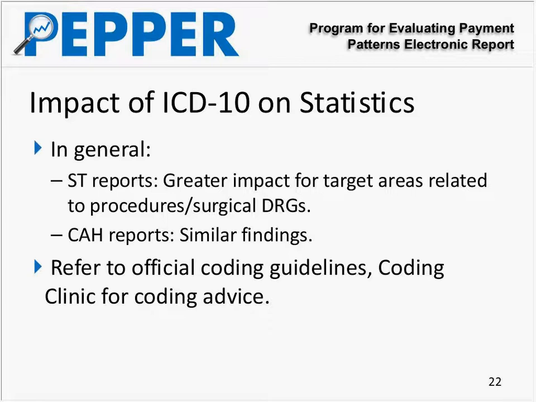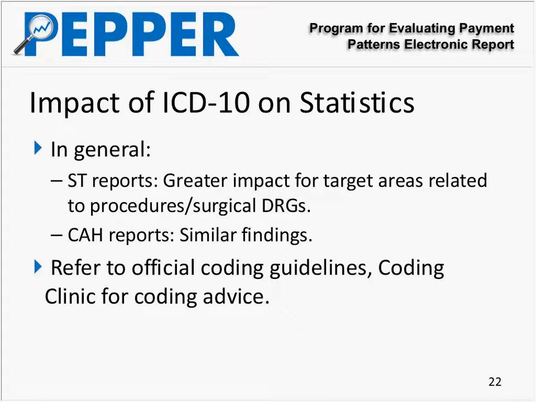I also thought I would mention today the impact of ICD-10 on the statistics in your PEPR. Remember, ICD-10 went into effect for fiscal year 2016, and so we have been looking at the impact on the short-term acute care hospital target areas for about a year now. And I thought that I would highlight a few of the target areas related to critical access hospitals where you might see a difference. In general, for the short-term acute care hospital reports, we saw a greater impact for target areas that were related to procedures or surgical DRGs. In general, we saw the claim counts for those increase.